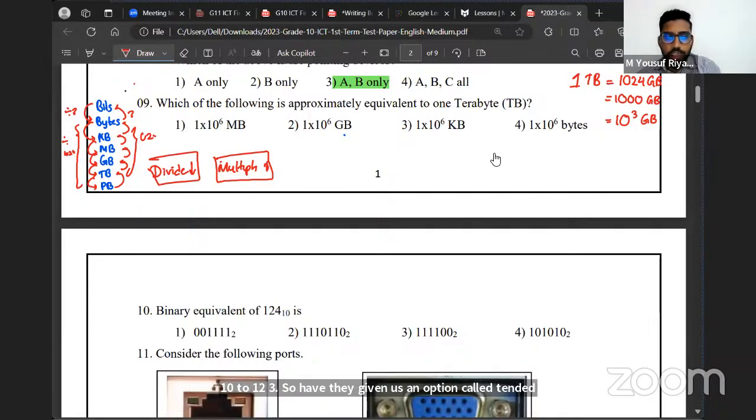No. So now let's convert it to MB. From GB, when you go to MB, are we going up or down? You're going up. If you're going up, should you multiply or divide? You have to multiply. You have to multiply by how much?